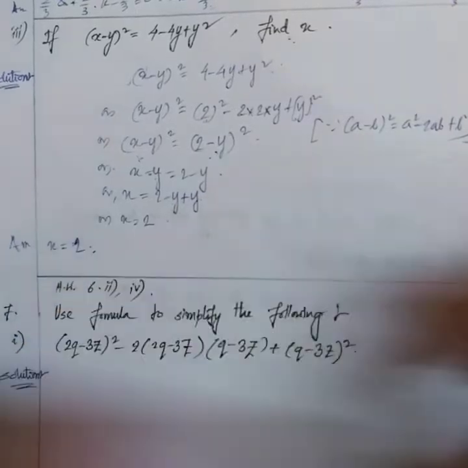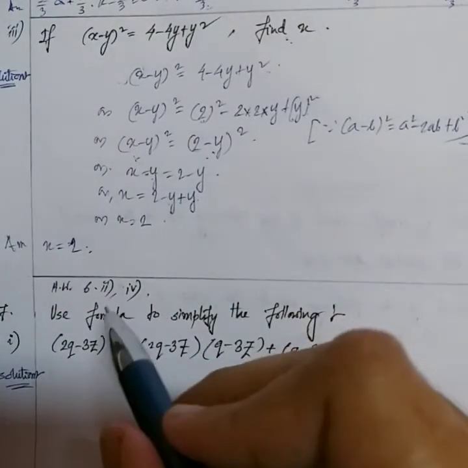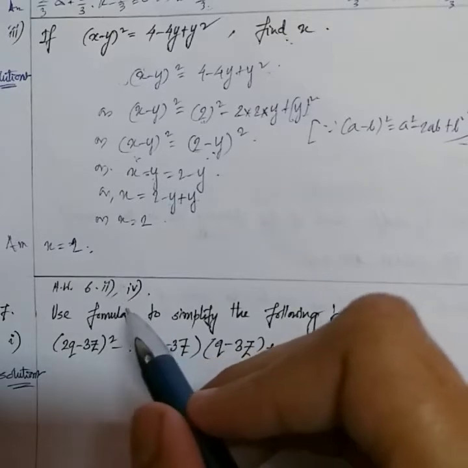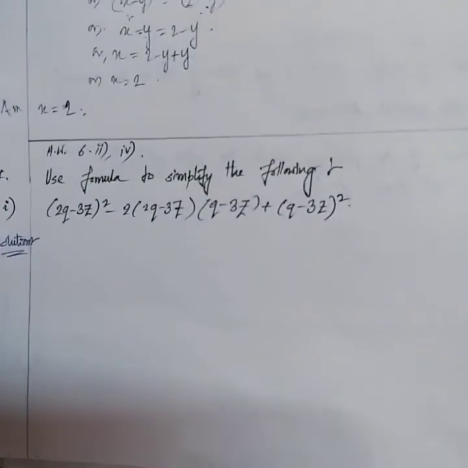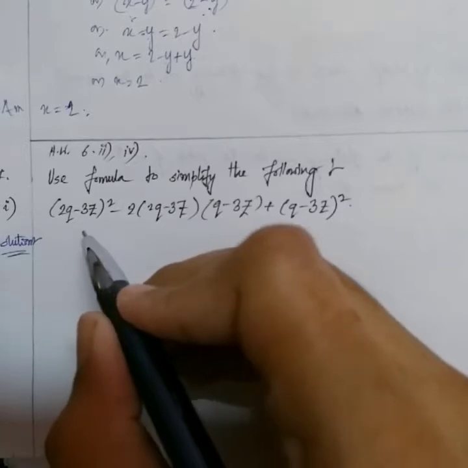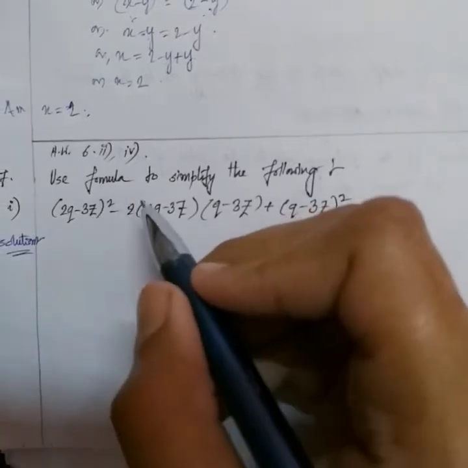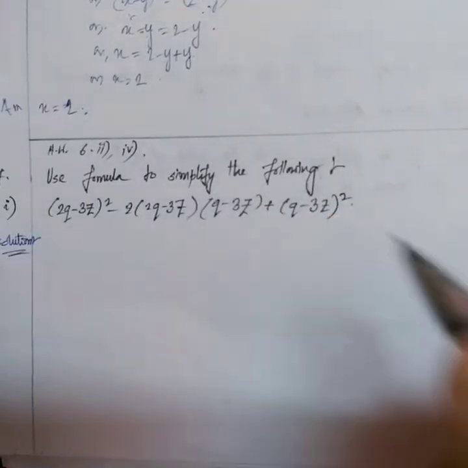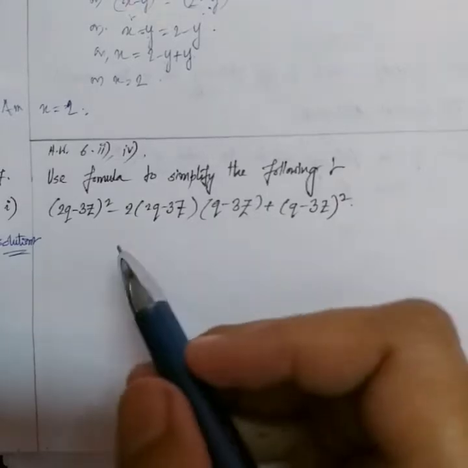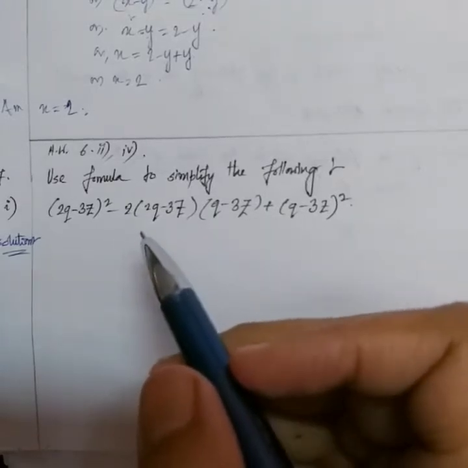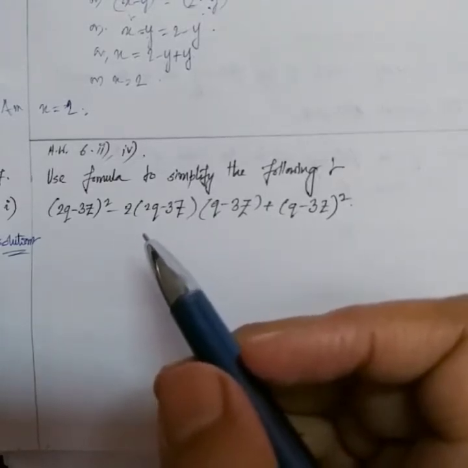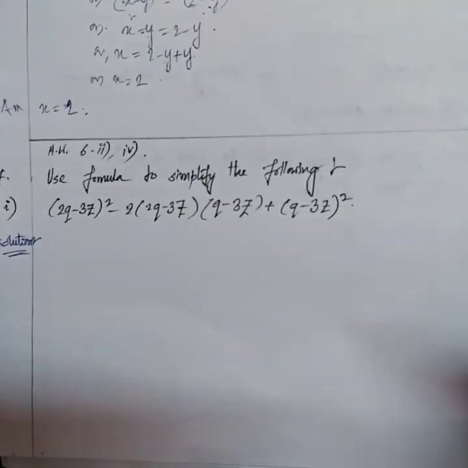Your homeworks are question number 6 part 2 and part 4. Now we are doing question number 7 part 1. You have to use the formula to simplify the following. Now you have got a big expression which you have to solve. You have to simplify using some algebraic formula that we have discussed earlier.